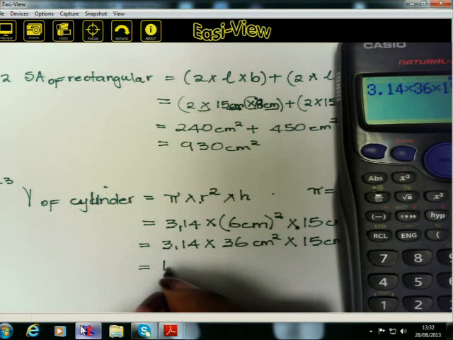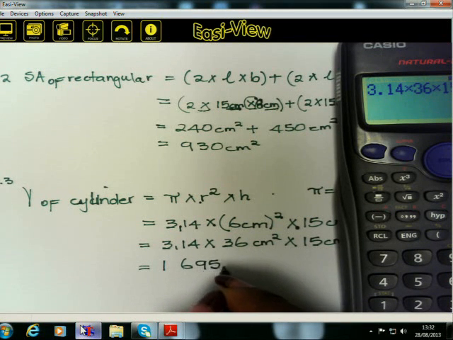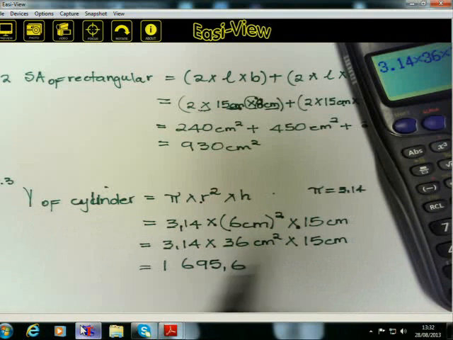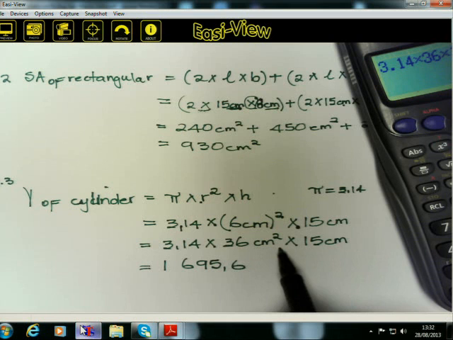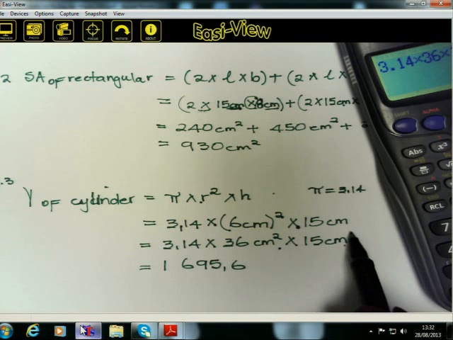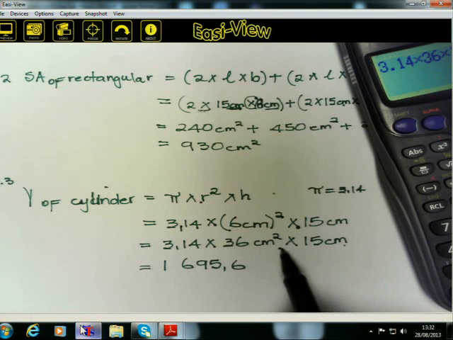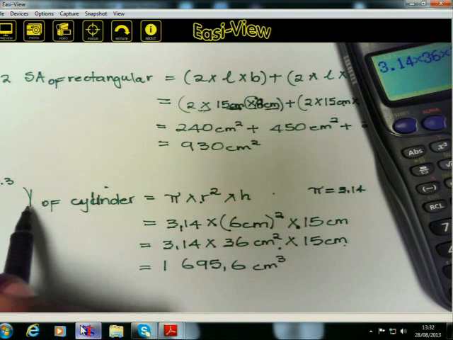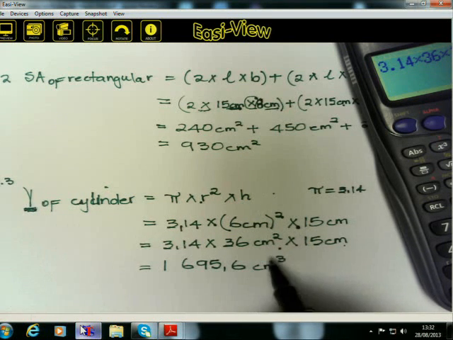Our answer is 1,695,6. Now remember, we have square centimeters and centimeters to the power 1. What are our units going to be? They are going to be cubed. Remember, volume is always cubed.